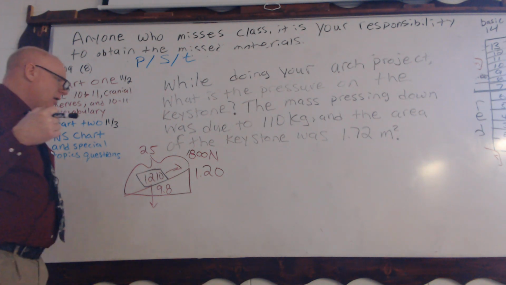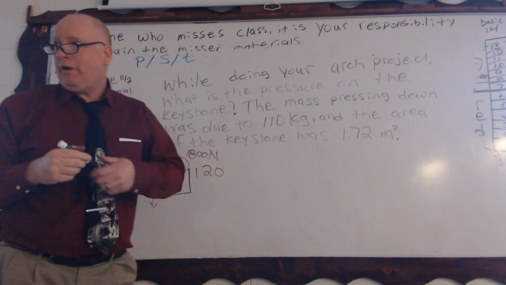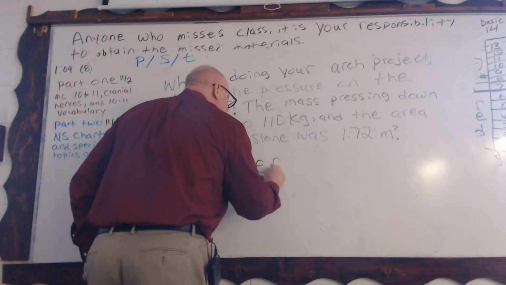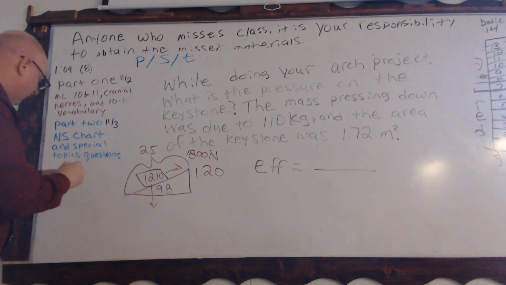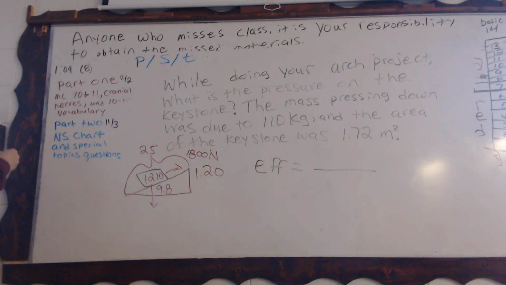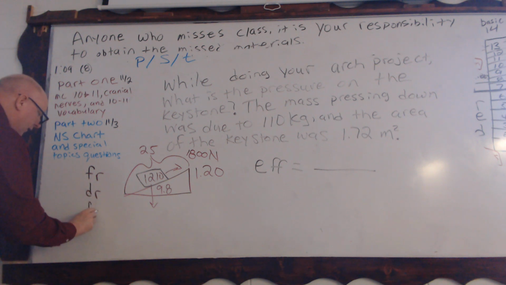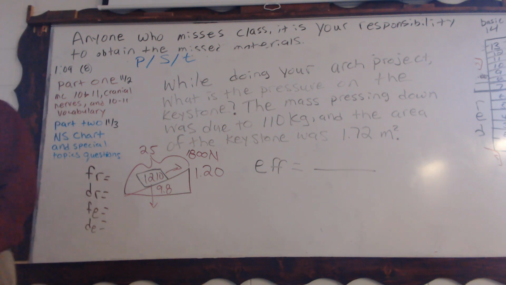All right. So as we're doing this, did we set up the fraction correct? Did we? Because we listed all of our variables that we knew, correct? That we knew there's a resistance force, there's a resistance distance, there's an effort force, then there's an effort distance. Because we wrote that down, correct? Some of you are nodding your heads yes.